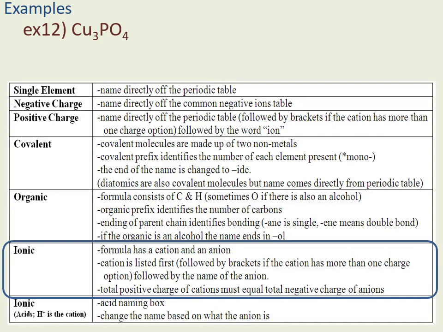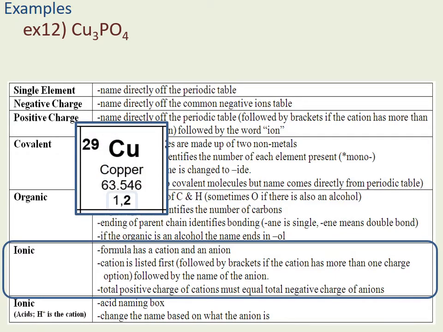So the formula has a cation and an anion. Remember, cation is positive, anion is negative. The cation is listed first, and that would be copper because it's at the start. Positive is always written first. It is then followed by brackets if the cation has more than one charge option. Well, we'll look up copper. It says copper can be a +1 or a +2, so we will need Roman numerals.